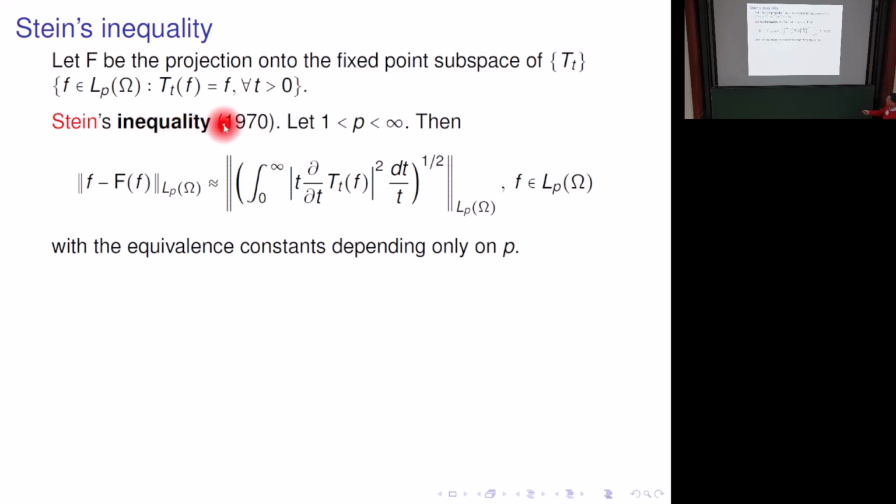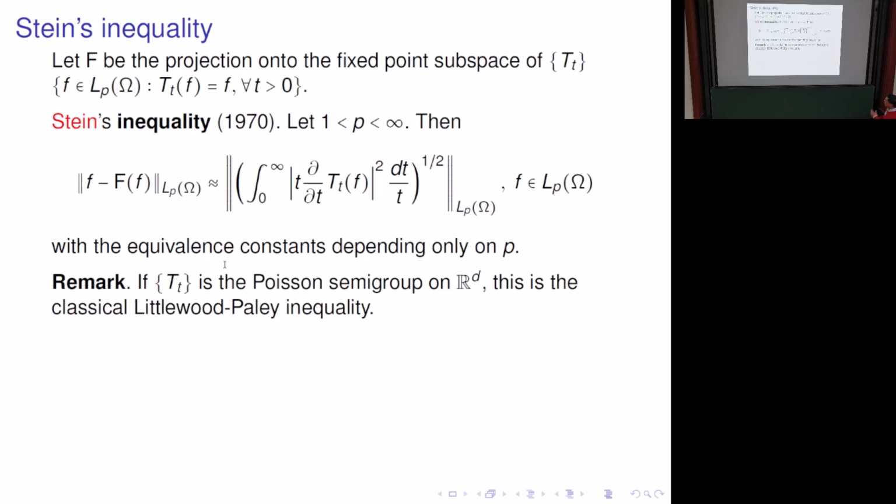And moreover, in this equivalence, this is a two-sided inequality. The two constants, both of them, depend only on the parameter p. Okay, so in the classical case, you see if T_t is the Poisson semigroup on R^d, this is the classical Littlewood-Paley inequality. So nowadays, this equivalence is called the Littlewood-Paley-Stein inequality. Okay?